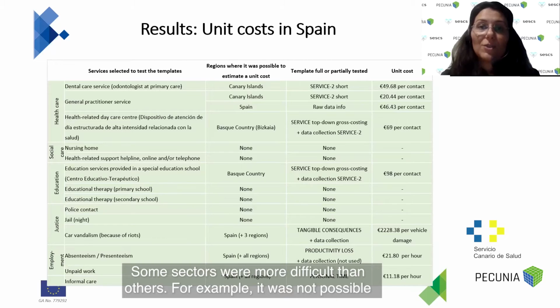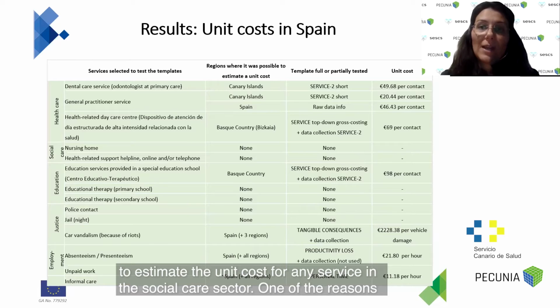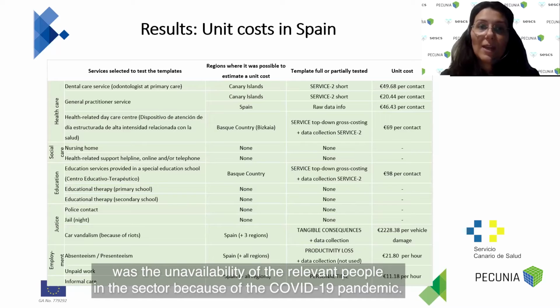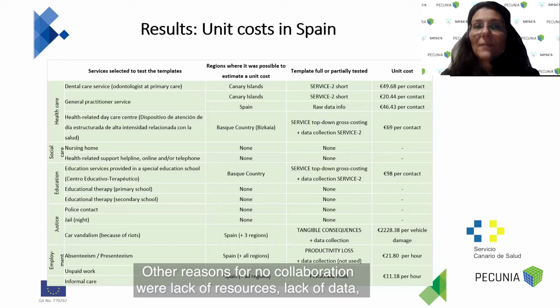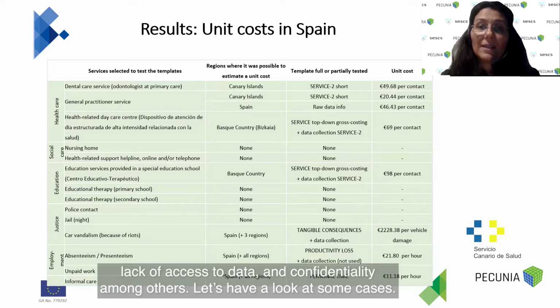For example, it was not possible to estimate the unit cost for any services in the social care sector. One of the reasons was the unavailability of the relevant people in the sector because of the COVID-19 pandemic. Other reasons for no collaboration was lack of resources, lack of data, lack of access to data, and confidentiality, among others. Let us look at some cases.